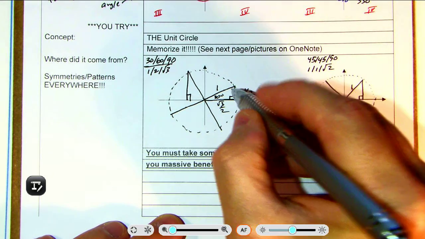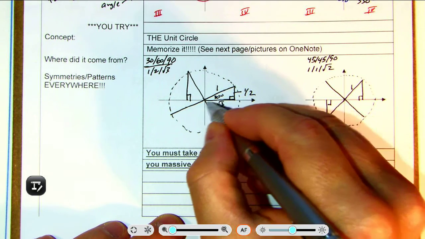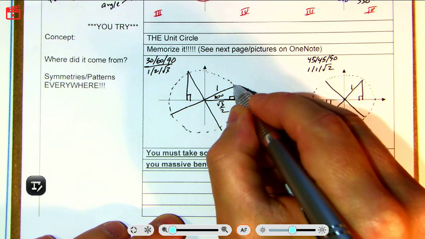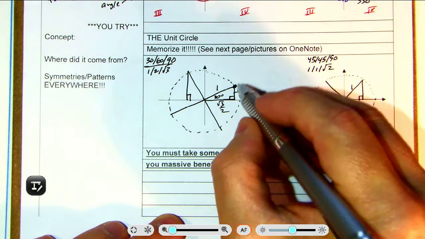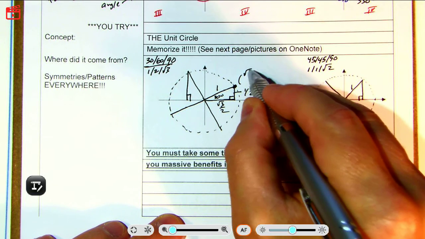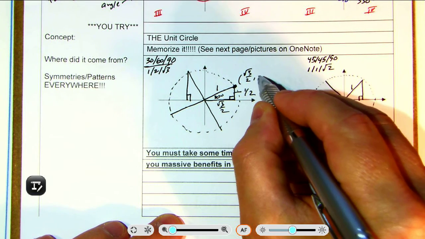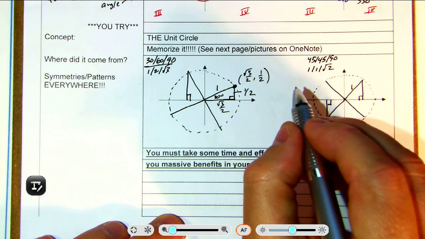And so that's how, if you look at these distances of these sides of these triangles, you get the coordinates at that point. It's the x coordinate and the y coordinate. So the coordinates at that point right there are rad 3 over 2 and 1/2, like that.